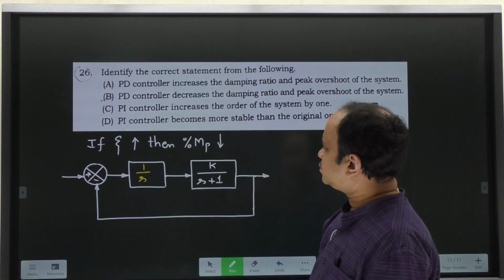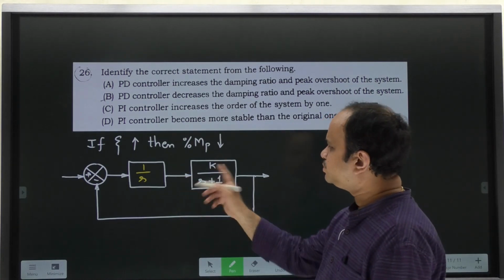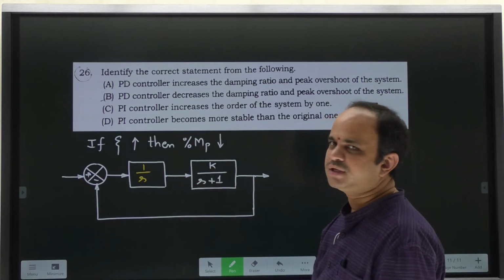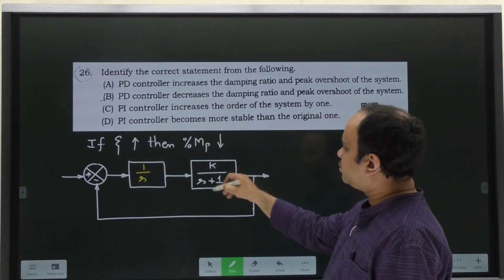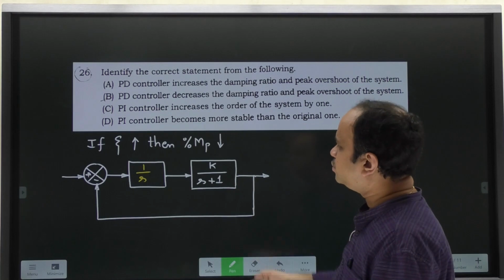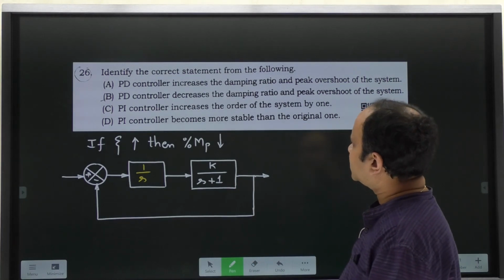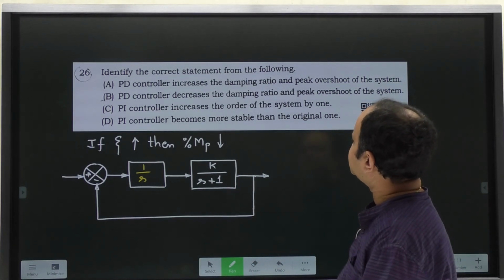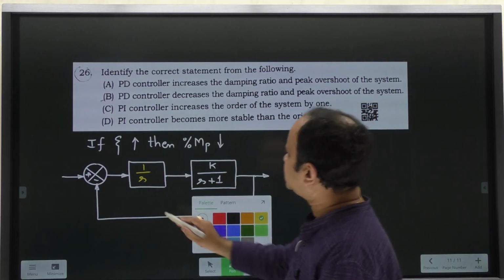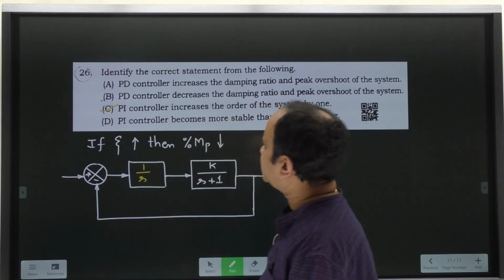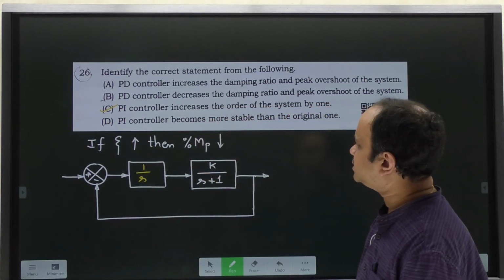Therefore, for this control system, if you take the closed loop transfer function, straight away it is a second order system. Therefore, the first order original plant, now the overall system becomes second order. PI controller increases the order of the system by 1. So this statement is true. So for this question, option C will be the correct answer.